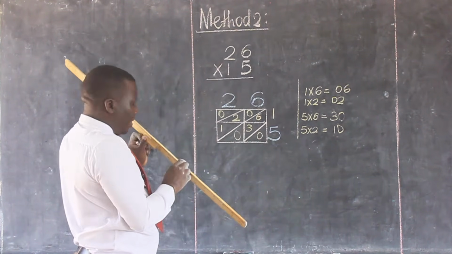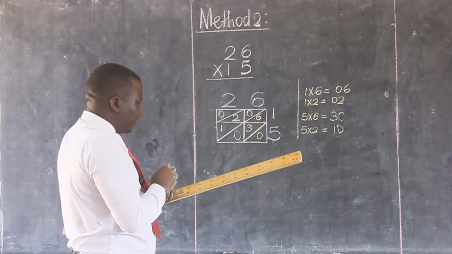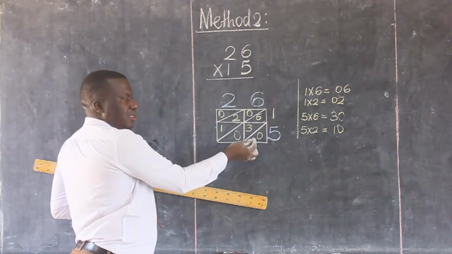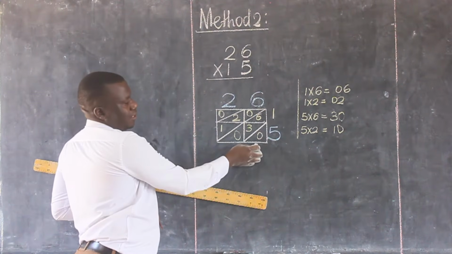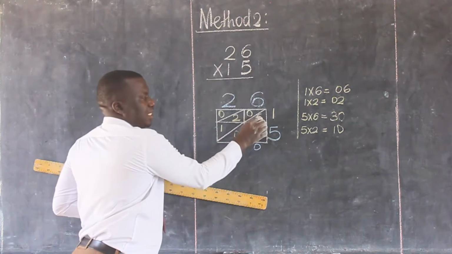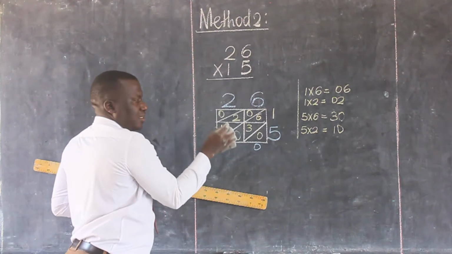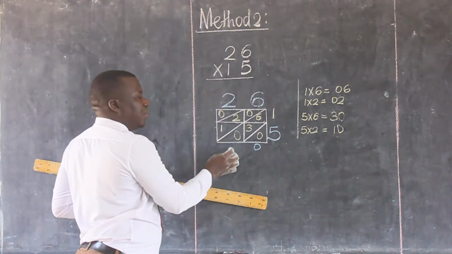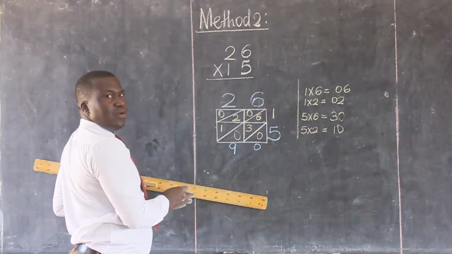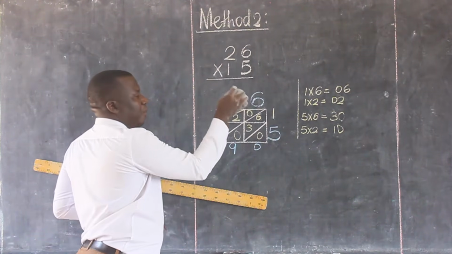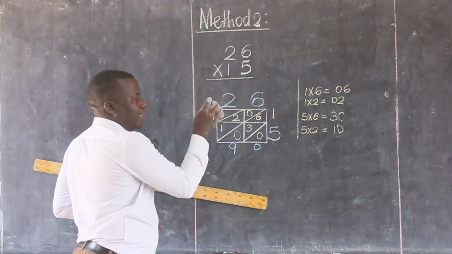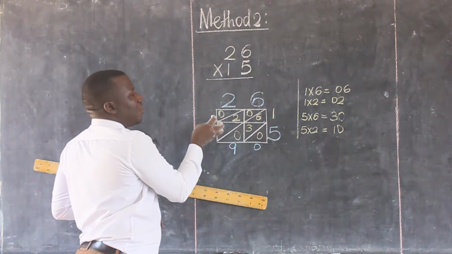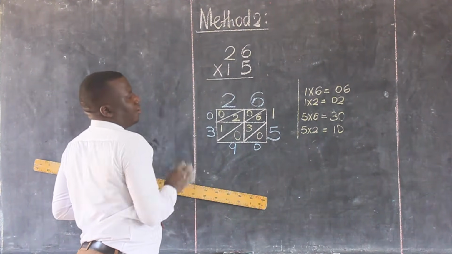Are we together? Now let's add. Now when you are adding, what is 0 plus nothing? We have 0. What is 6 plus 3 plus 0? 6 plus 3 is 9. Plus 0, still you get 9. Okay? What is 0 plus 2? 0 plus 1, 3. So we have here 3. This 0 has no effect.